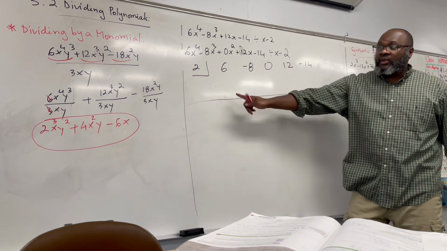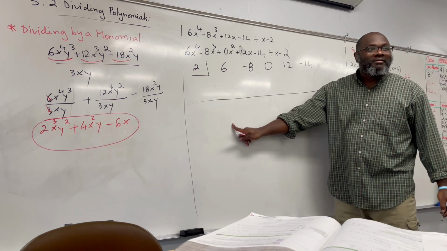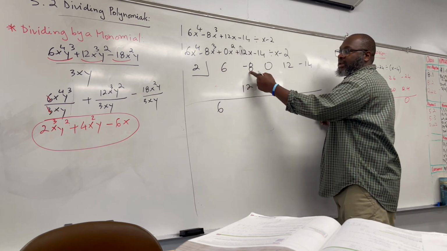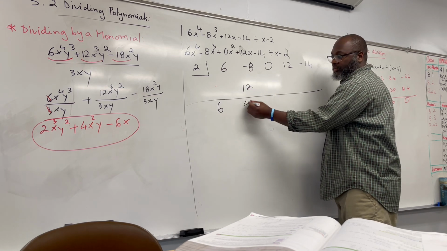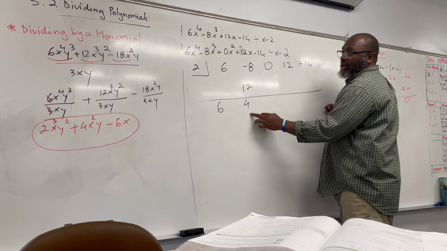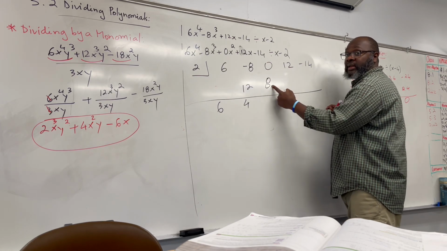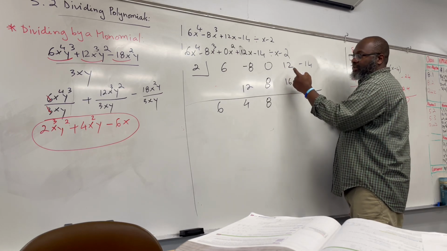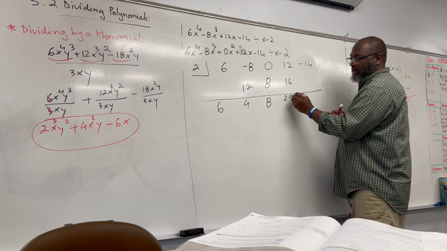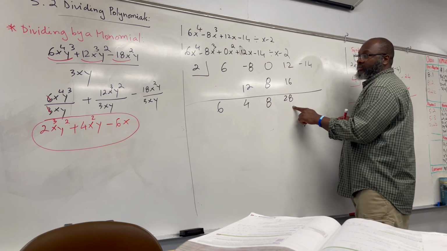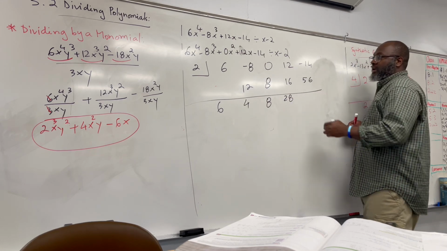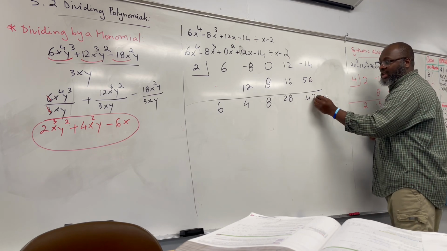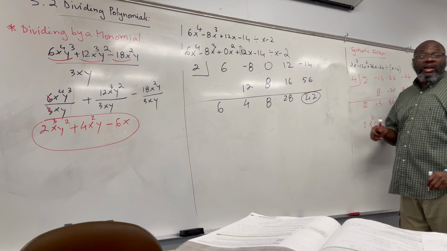And we go 6 plus 0 is 6, 6. What's 2 times 6? 12, 12. Negative 8 plus 12? 4, 4. Right? 2 times 4? 8, 8. 0 plus 8? 8, 8. 2 times 8? 16. 12 plus 16? 28, 28. 2 times 28? 56, right? 56. And then negative 14 plus 56? 42, right? So what's our remainder this time? 42 is our remainder, right?